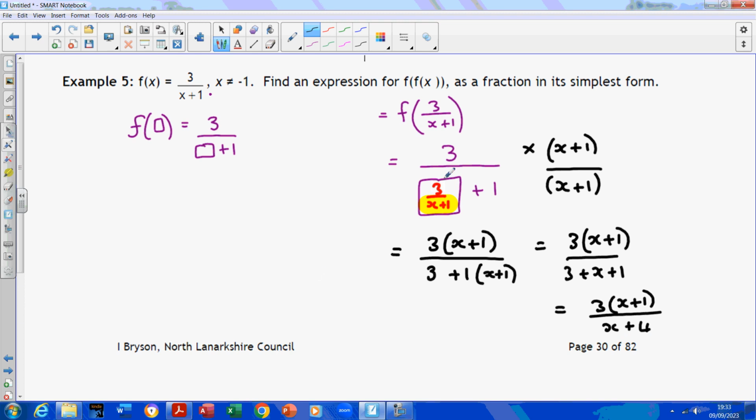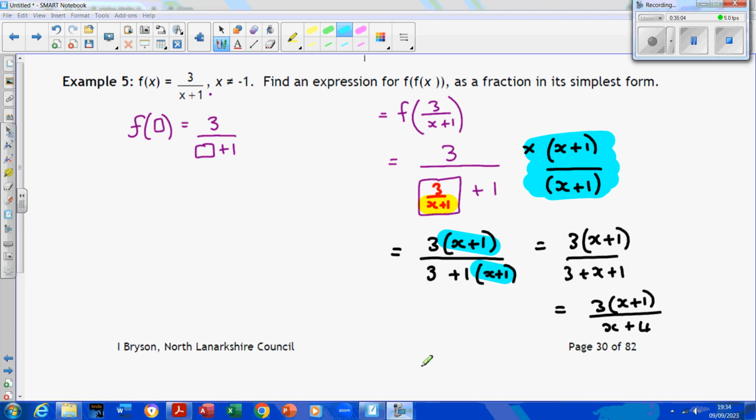Now, that looks harder, that looks terrible. If you learn just to multiply by that horrible fraction, top and bottom, then everything disappears from that fraction. So that disappeared, and I was left with 3 times what I multiplied by. The x plus 1 disappears there, so I'm just left with 3, and 1 times x plus 1, and I just tidy that up, and it makes it much, much easier to work with.